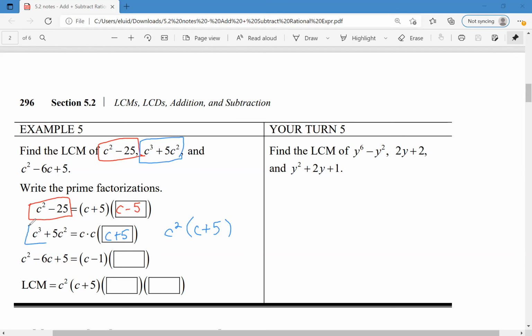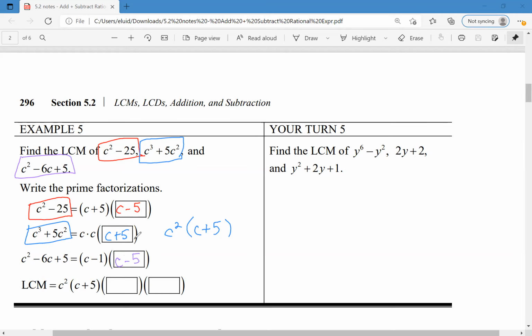And then finally, that last expression, the trinomial c squared minus 6c plus 5. Let's see, we have two parentheses, c times c. The last two numbers need to multiply to 5, so that'll be something with 5 and 1. They need to add up to -6, so they would both be negative. So -1 and -5. In other words, c minus 1, c minus 5.